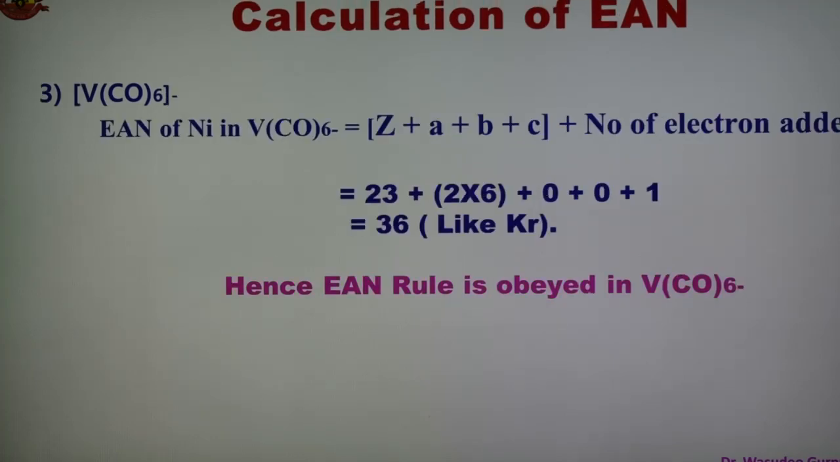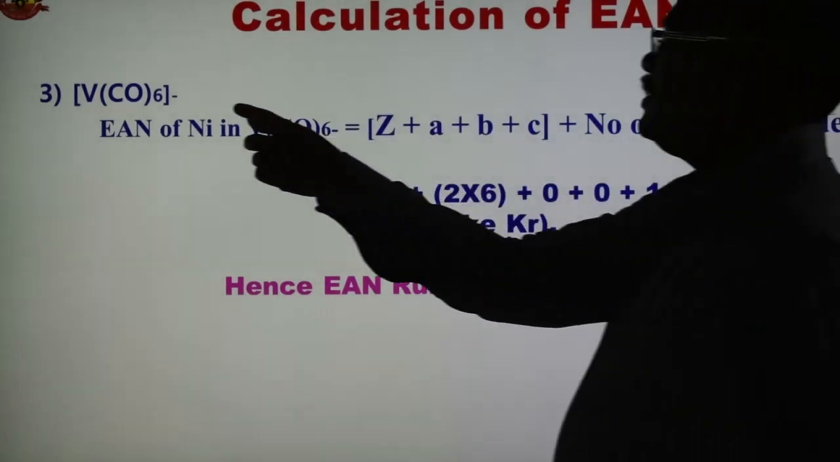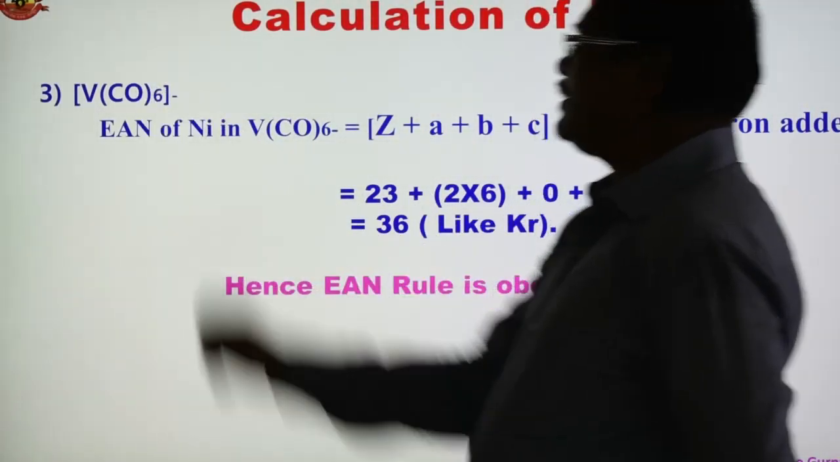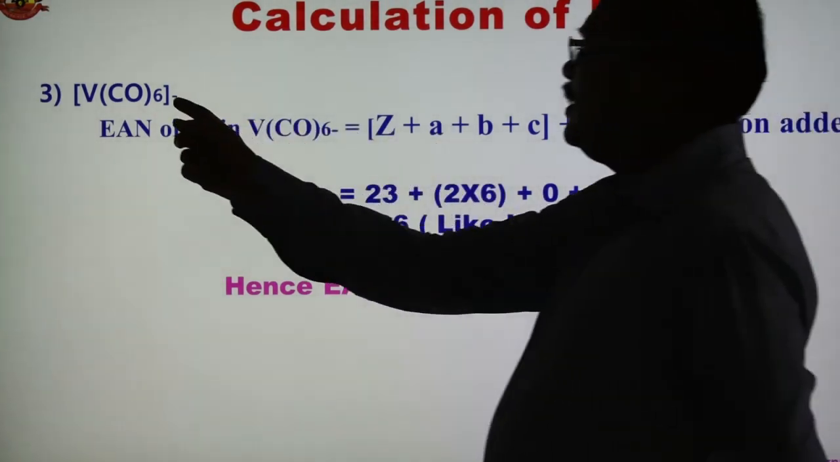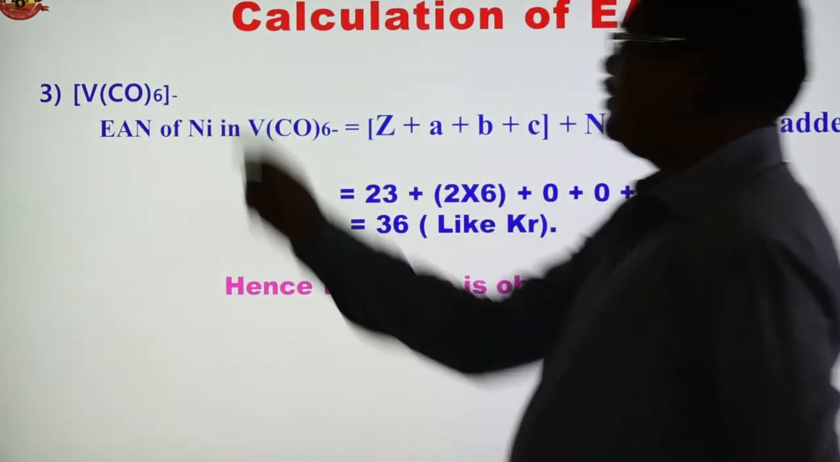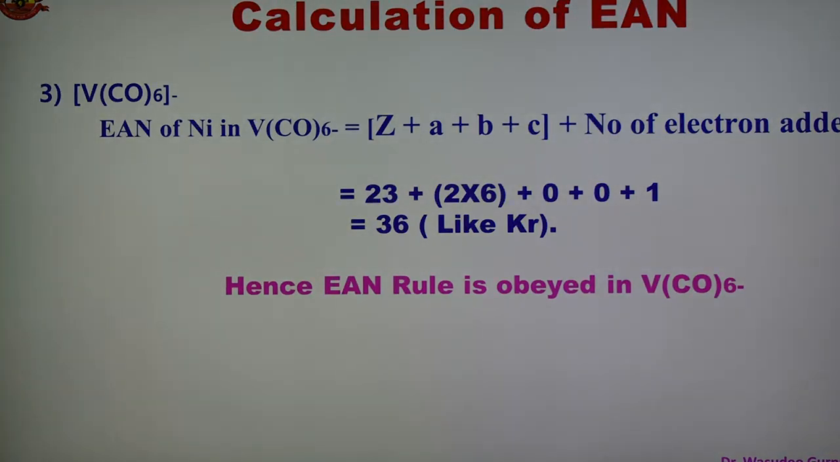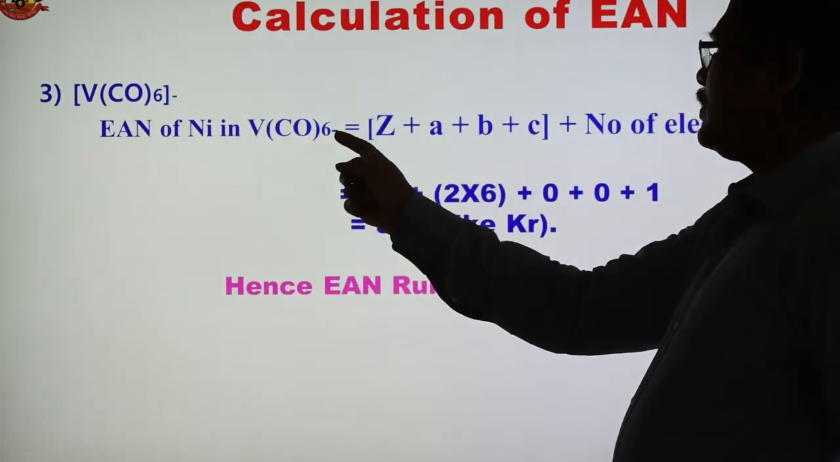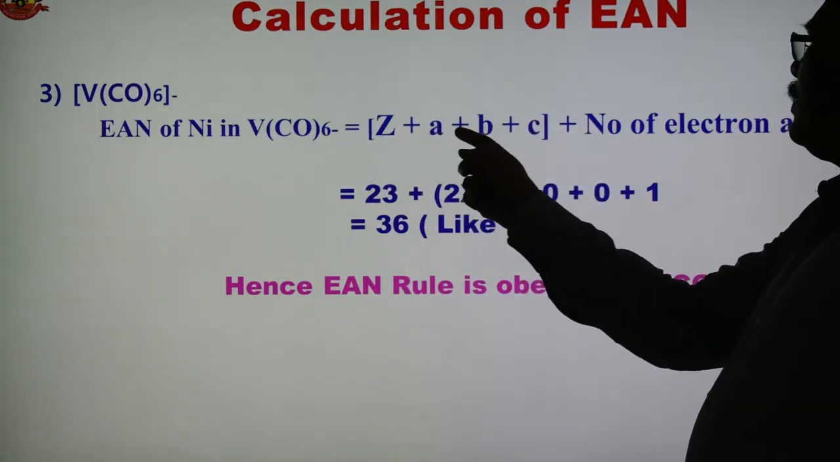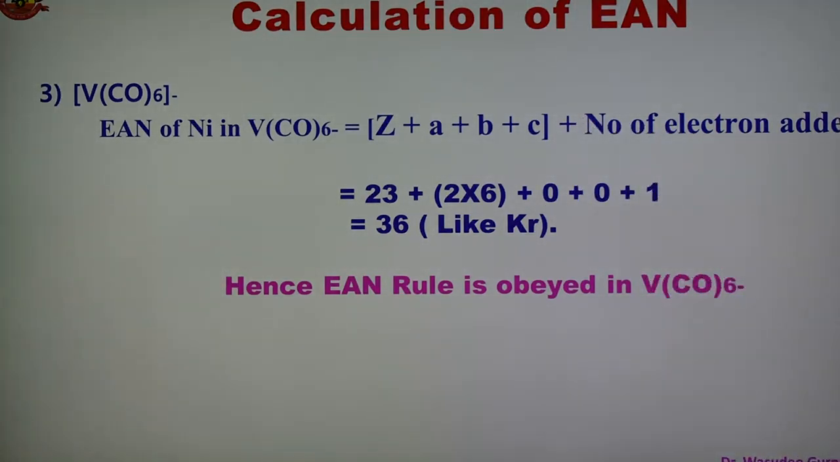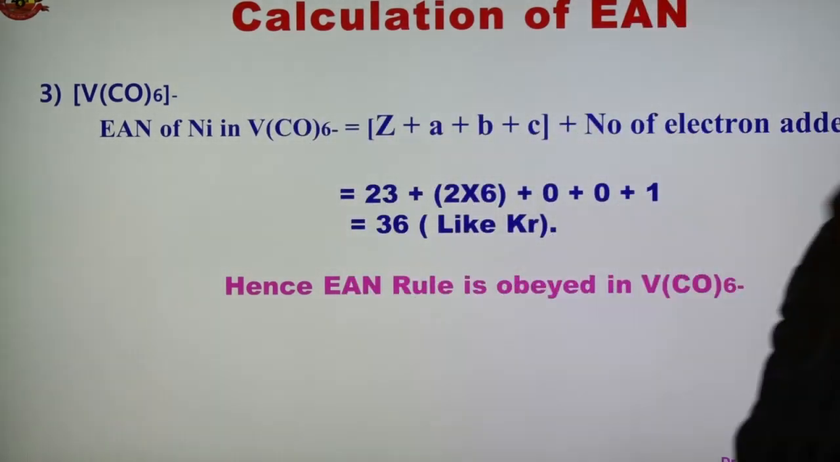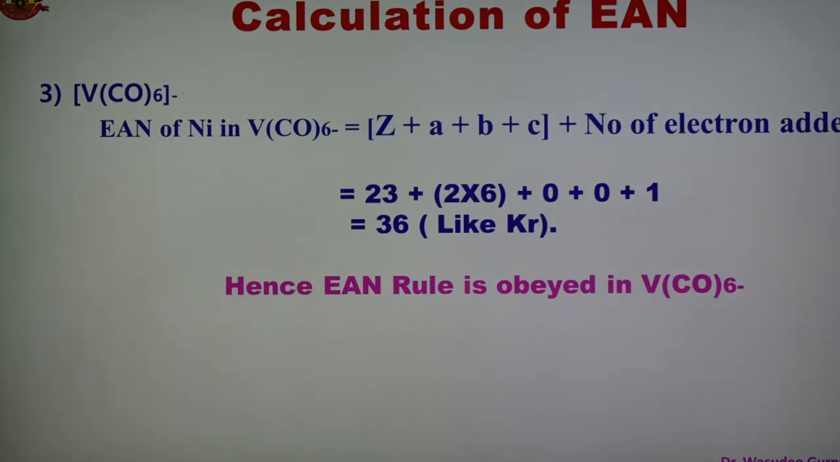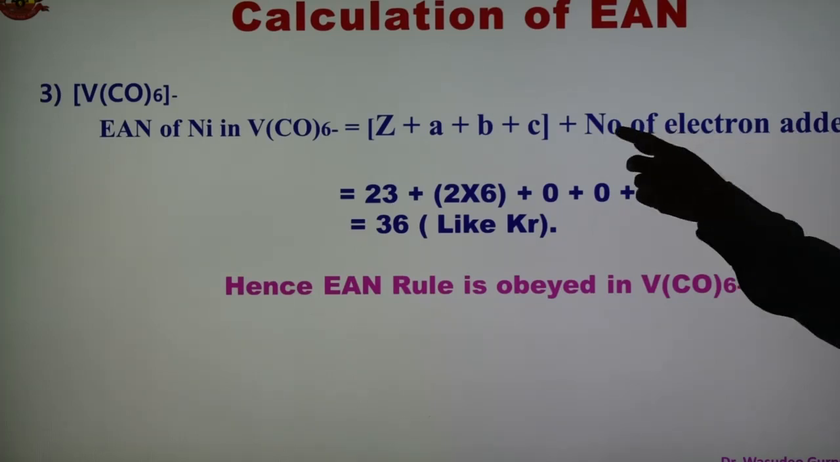In the third example, we see the same complex, but the oxidation state of vanadium is different. There is a negative charge on the complex: hexacarbonyl vanadium with a -1 charge. In this case, we calculate the EAN of vanadium in VCO6, and the formula is again Z plus A plus B plus C plus the number of electrons added. As we know, when the complex has a positive charge, that many electrons are lost. If it has a negative charge, then electrons are gained. So we have to add the number of electrons added here.